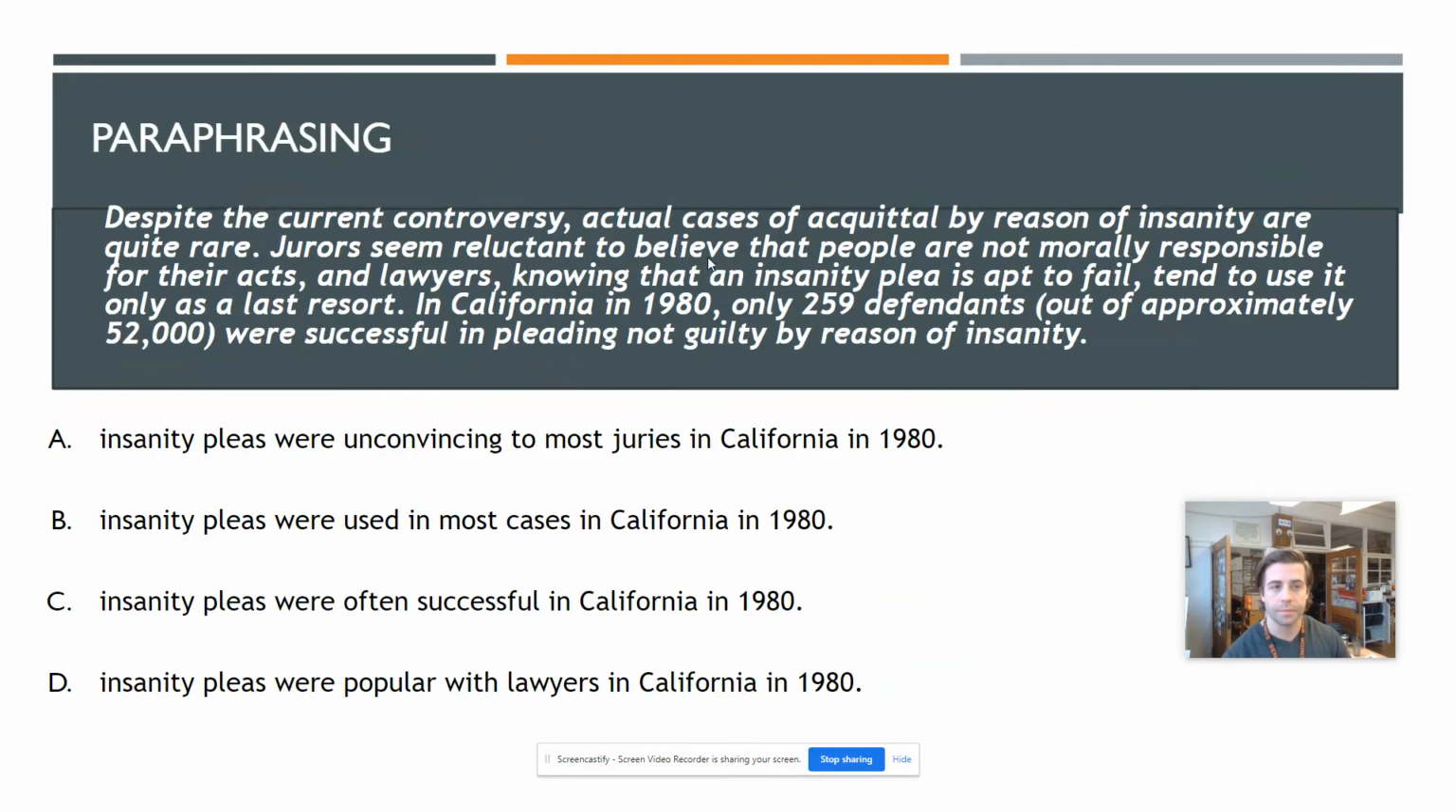And then here's another one. And I want you to try and paraphrase this idea. So we've got a paragraph here. And what is the best kind of summary or restatement of this paragraph? Again, give it a shot.